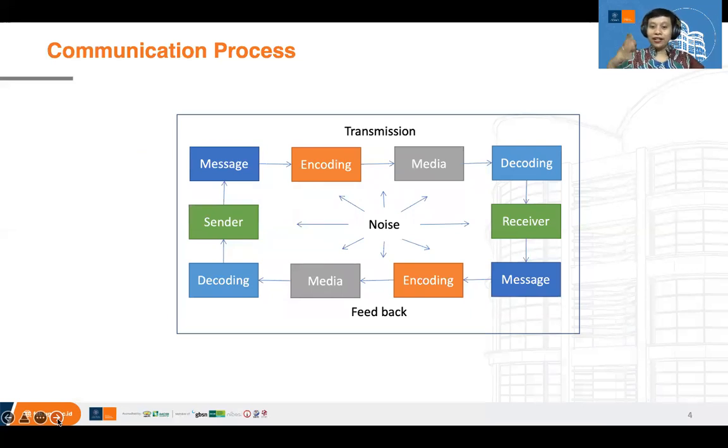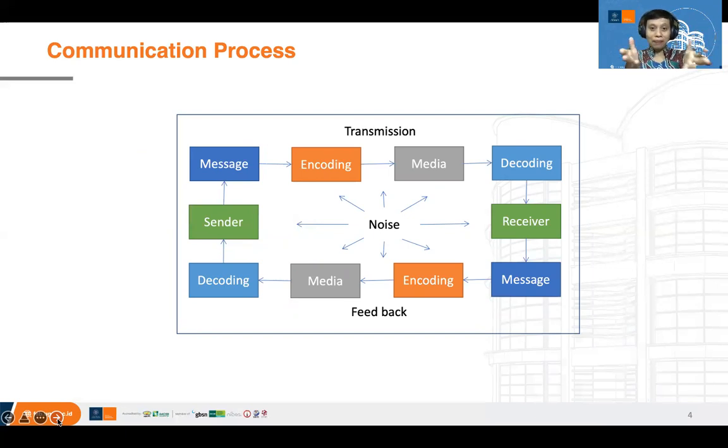There will be a sender, there will be a receiver, and there will be activities to send the messages, which we call the transmission phase. And finally, there is also a feedback phase. There is encoding, decoding, as well as decoding and encoding in the feedback phase. So it has to be a bidirectional relationship from the sender to the receiver, as well as in the opposite direction, from the receiver to the sender.